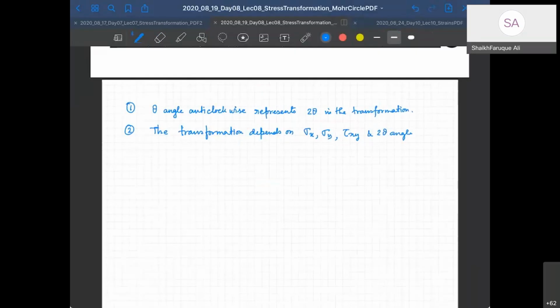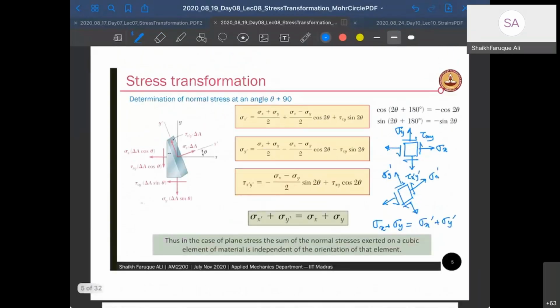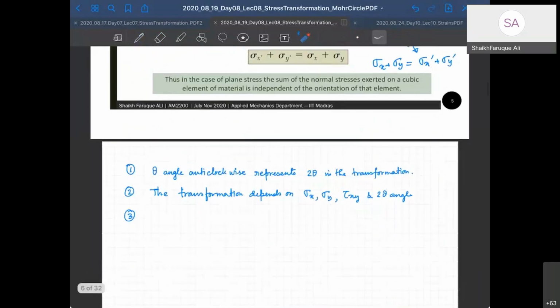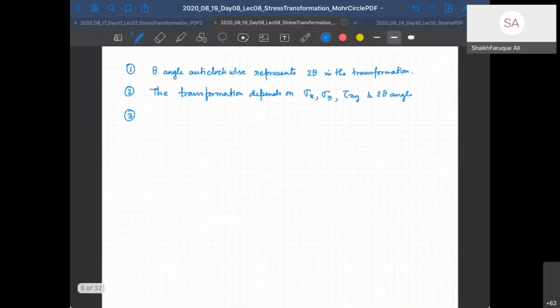There are a few things we found out in the last few classes. Third, what we got is sigma x plus sigma y is equal to sigma x dash plus sigma y dash, right? So that's also what we found out: sigma x dash plus sigma y dash equals sigma x plus sigma y. We also found out a few more things.